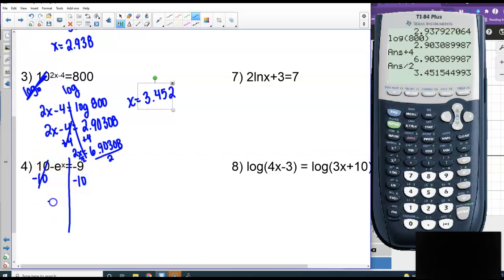And so I've got negative e to the x equals negative 19. I've also got this negative right here that's outside of the exponent, right? So what do I need to do to get rid of that negative? Divide by that negative 1. It's going to make both sides positive. e to the x equals positive 19.